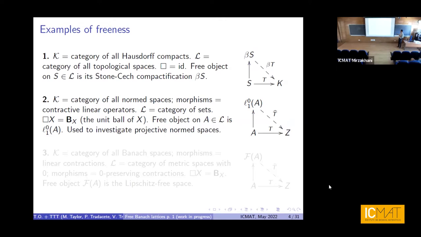So basically this map just defines a collection of points in the unit ball. And we have to be able to extend it to a map from the free object to the Banach space, or sorry, not the Banach, but the normed space Z. And it turns out that the free object here is the space l1 of A with finite support. This is the space of all finitely supported sequences from A. So basically you have a sequence with only finitely many non-zero terms. You equip it with the l1 norm, and then there is this natural embedding. And then any map T from A to a normed space Z extends in a natural fashion here.